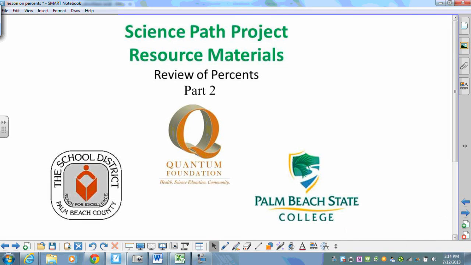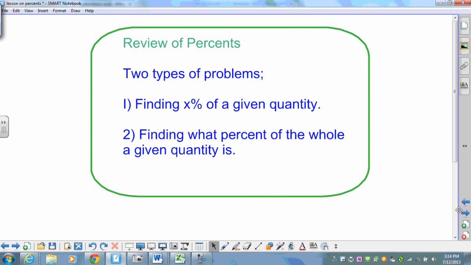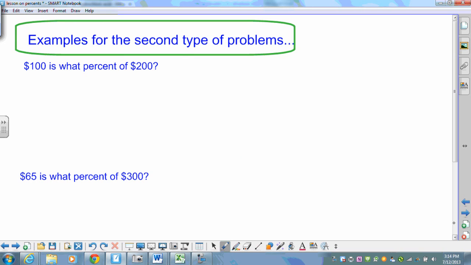This is part 2 of our video series on percents. In part 1 of our series, we worked on examples of this type, finding X% of a given quantity. In part 2, we're going to look at examples of the type, finding what percent of the whole a given quantity represents. So for instance, 100 is what percent of 200?